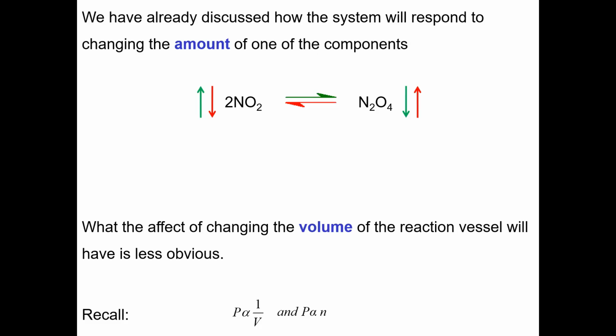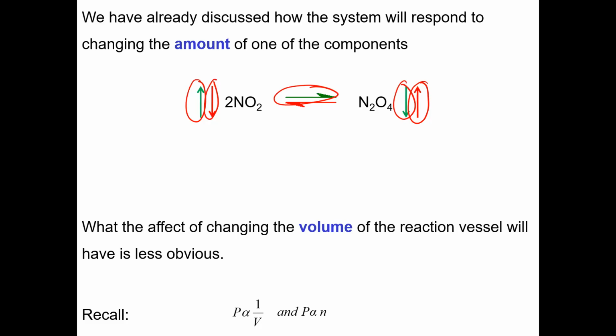So, adjusting the amount of gaseous component works exactly the same as any other phase. When we increase the concentration of a reactant, the system will move to the right. Similarly, if we decrease the concentration or the pressure of a product, the system will also move to the right. If we decrease the amount of a gaseous reactant, the system will move to the left to replace it. And similarly, if we increase the pressure of a gaseous product, the system will move to the left to consume that added product.